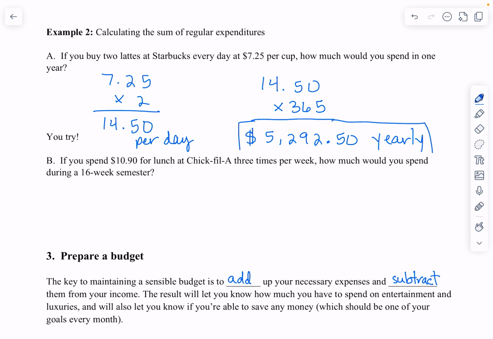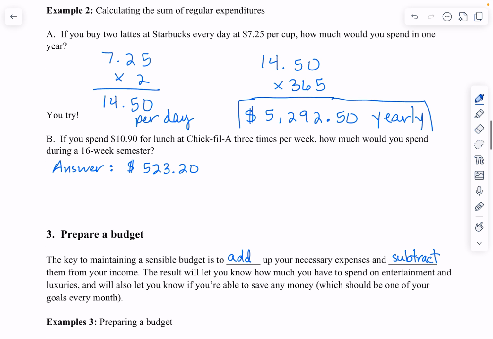All right, so the you try problem again is one for you to try. The answer that you should get if you try it on your own is $523.20. Again, try it. See if you get that answer. Email me, please, if you do not, and we will walk through it and figure it out.